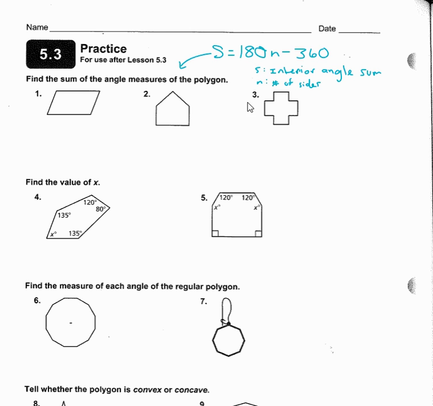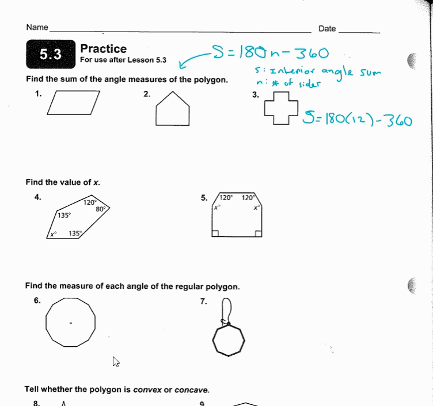So let's talk about number 3. Number 3, you couldn't break this one down into all these different triangles. So what we have to use on this one is just this equation. We're just going to count the number of sides. We have 1, 2, 3, 4, 5, 6, 7, 8, 9, 10, 11, 12 sides. So I'm going to plug in a 12 into my equation for n. So 180 times 12 minus 360.